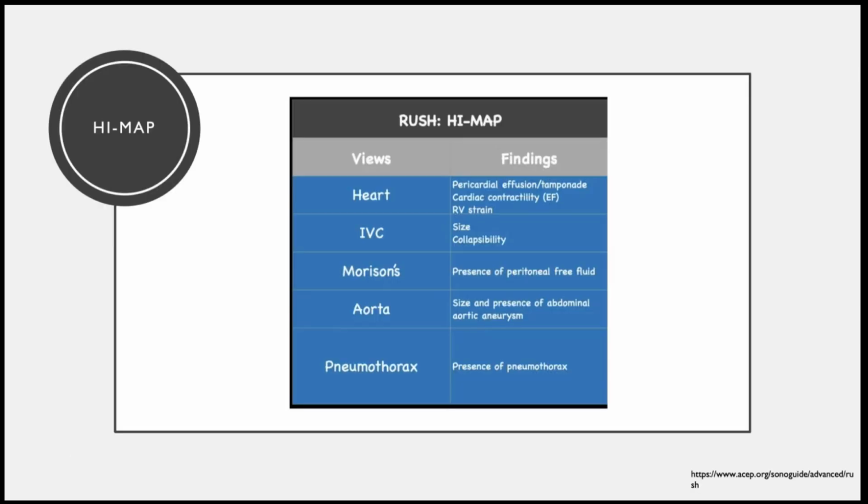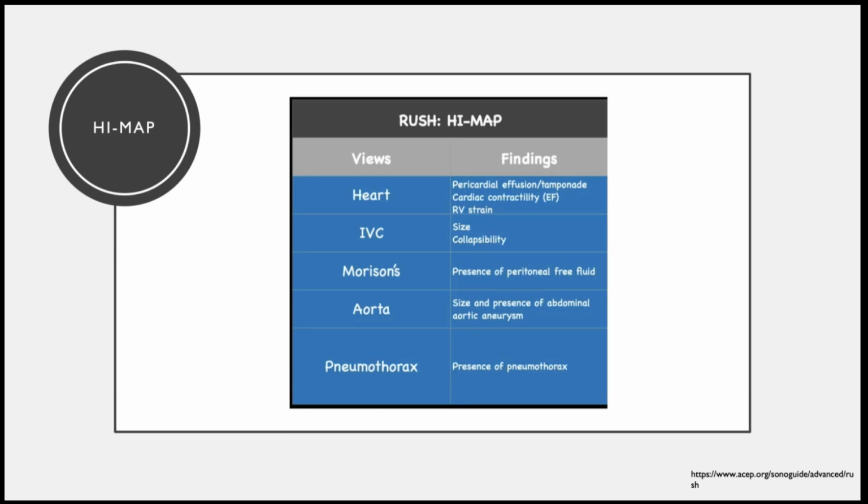So some different frameworks that clinicians use to approach the rush exam. One is the HIMAP method, and it kind of systematically goes through the different views that you'll get when performing the rush exam. So first view you'll get is of the heart. You're really looking for cardiac contractility and ejection fraction, if there's a pericardial effusion that's causing tamponade, or evidence of RV strain in the setting of a pulmonary embolism.